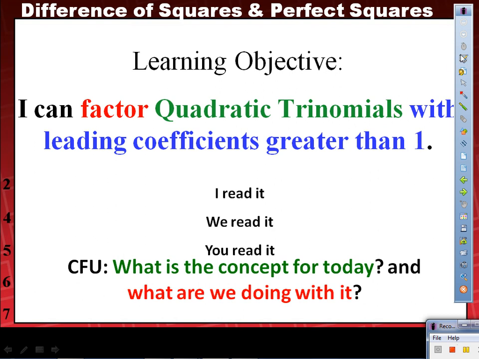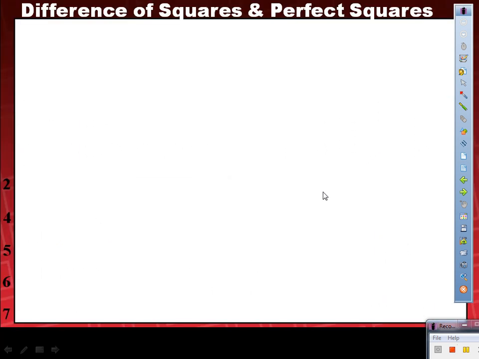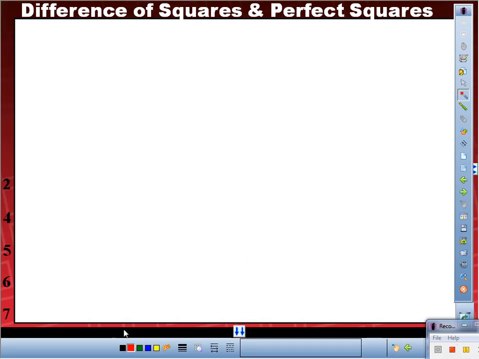So we don't need a Frayer model because we did that yesterday, yes? We don't need steps because we wrote those down yesterday. So I am going to start here by doing a review of what we did in the past. Now in elementary, you were introduced to square roots, yes? And I remember at the beginning of the school year, we started off by identifying square roots of numbers when we got to real numbers. You guys remember that? Roots.